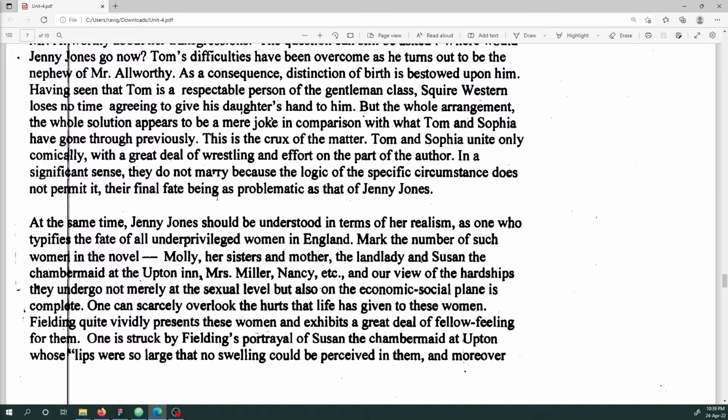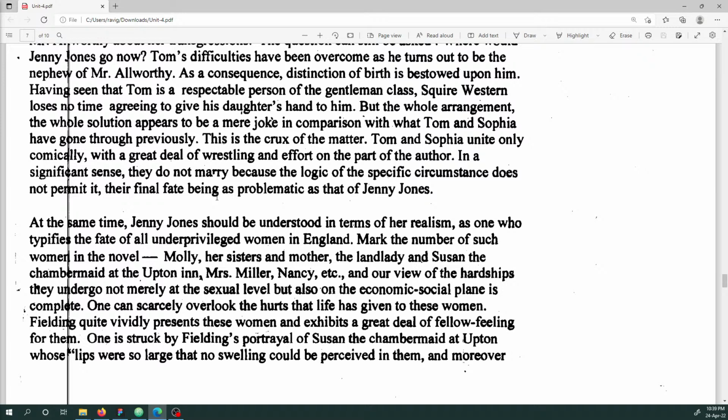Mark the number of such women in the novel. Molly, her sisters, and the mother, the landlady, and Susan, the chambermaid at the Upton Inn, Mrs. Miller, Nancy, etc., and a view of the hardship they undergo not merely at the sexual level but also on the economic social plane is complete. One can scarcely overlook the hurts that life has given to these women. Fielding quietly, vividly presents these women and exhibits a great deal of fellow feeling for them.